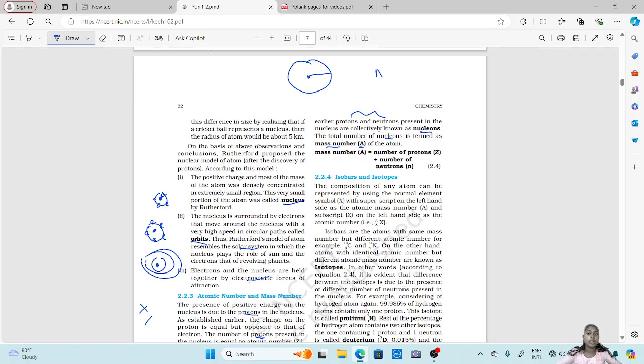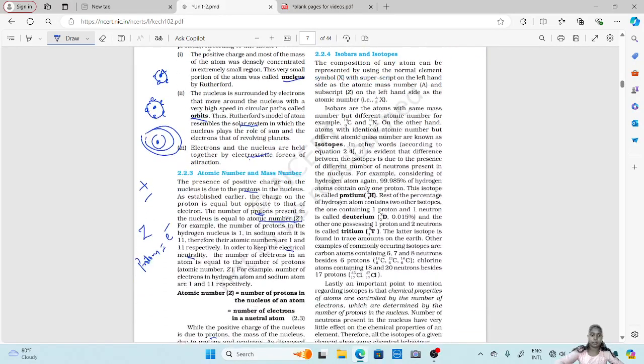So what is atomic number? Atomic number is the number of protons present in the nucleus. And what is mass number? It is protons plus neutrons. Together, these protons and neutrons are known as nucleons. So this is the mass number and atomic number.